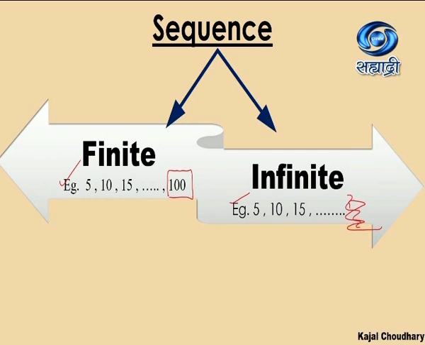Finite means the number of terms is known. Infinite means the number of terms is unknown. How many terms that sequence is going to contain is not known to us. So we have 2 kinds of sequence, finite and infinite.